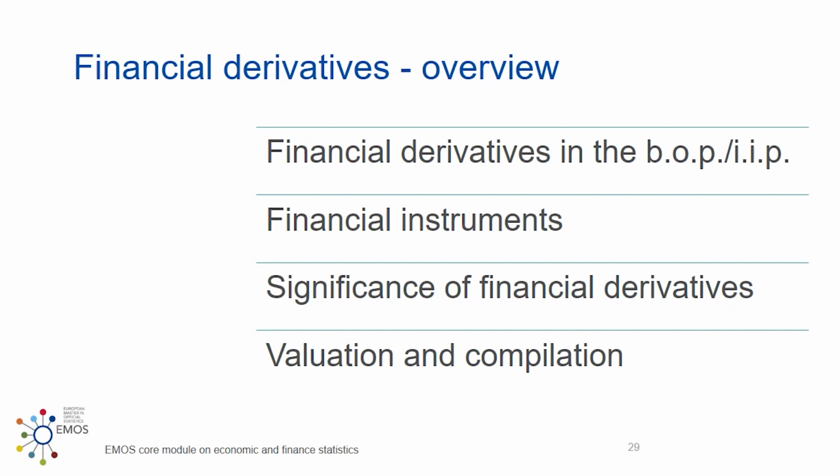One is that there is no income by convention on financial derivatives, so we're not going to talk about this. And the other part is that instead of the breakdown for this functional category, we're going to focus a bit more on the topic of significance of financial derivatives in the balance of payments and the IIP. We're going to start with financial derivatives in the BOP or IIP.